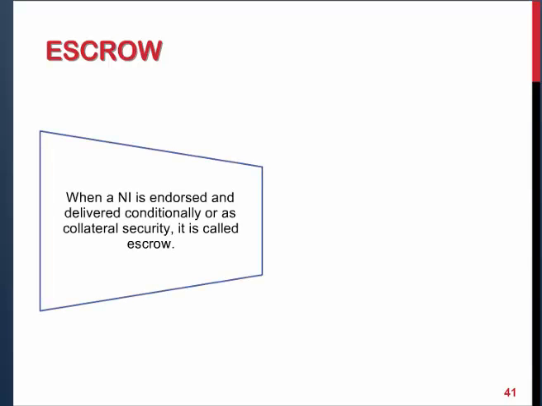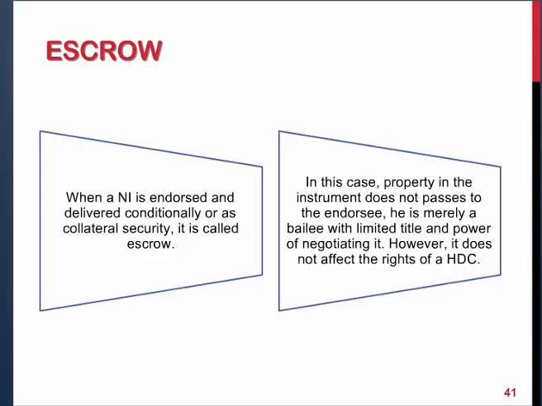Escrow. When a negotiable instrument is endorsed and delivered conditionally or as collateral security, it is called escrow. In this case, property in the instrument does not pass to the endorsee. He is merely a bailee with limited title and power of negotiating it. However, it does not affect the right of a holder in due course.